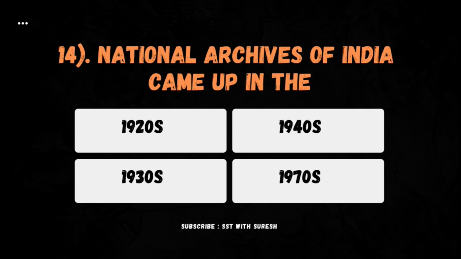Question number 14 asks: National Archives of India came up in which year? The options are: the 1920s; option B, 1940s; option C, 1930s; and option D, 1970s. And the correct answer for question number 14 is that the National Archives of India came up in the 1920s. Okay, 1920s. Okay, next question number 15.